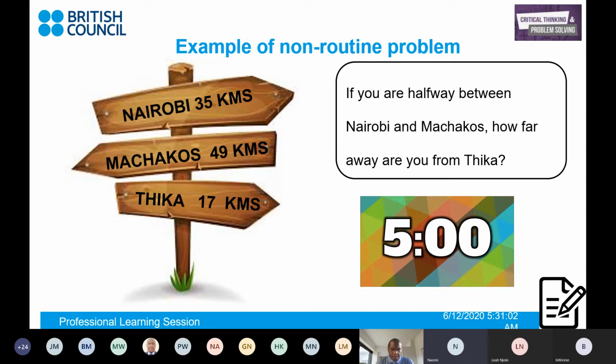Excuse me, Mwalimu, I can't read the question. If you are halfway between Nairobi and Machakos, how far away are you from Thika? And the roadside signs say Nairobi is 35 kilometers to the left, Machakos is 49 to the right, and Thika is 17 to the left. You have 3 minutes 40 seconds to finish the question.